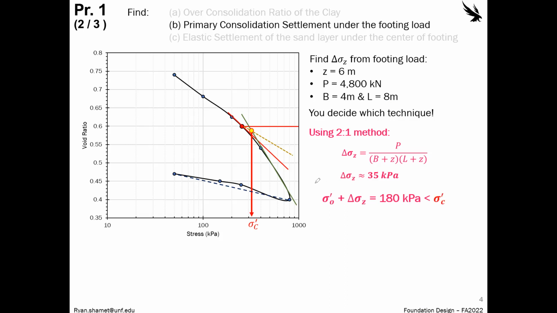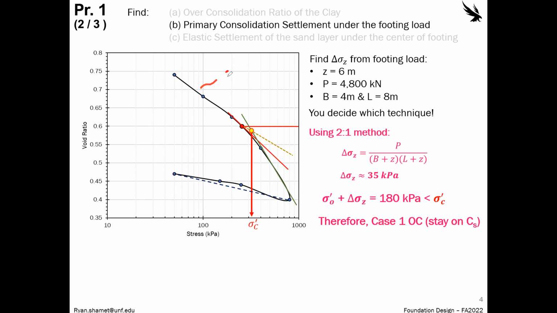So what we get is a delta sigma z of 35 kPa when we plug that in, and we see that this is less when we add our in situ to our increase. This is about 180, which is less than our pre-consolidation pressure, which was 310-ish. So that means we are using a case 1 soil, which is the OC, which stays on the CS.